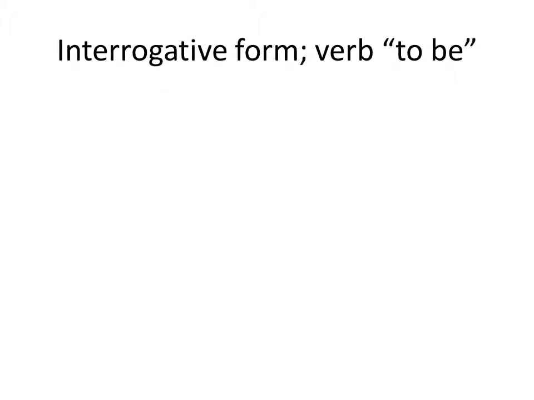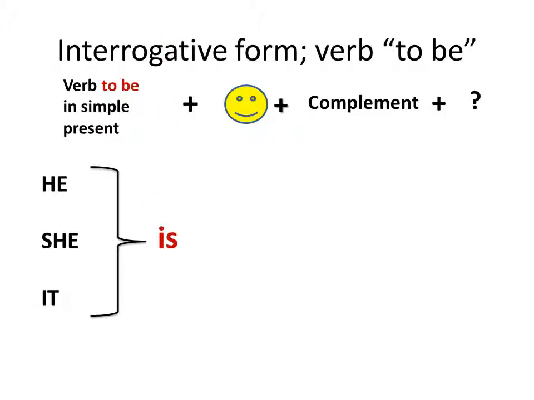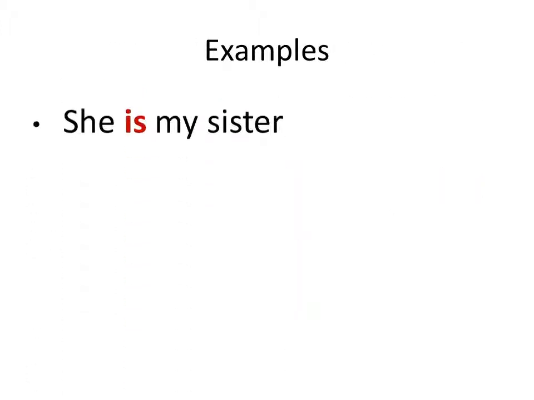Interrogative form, verb to be. Now we're going to start with the verb to be in the simple present plus the person plus the complement, and don't forget the question mark. We're still using he, she, it, the verb is; you, we, and they, are; and for the first person, I, we're gonna use the same thing. Okay, so we're gonna see some examples here.